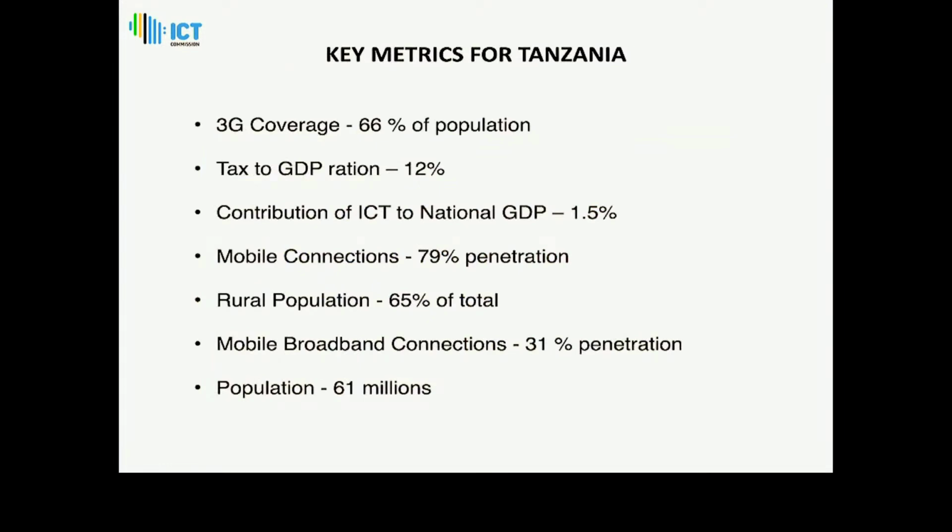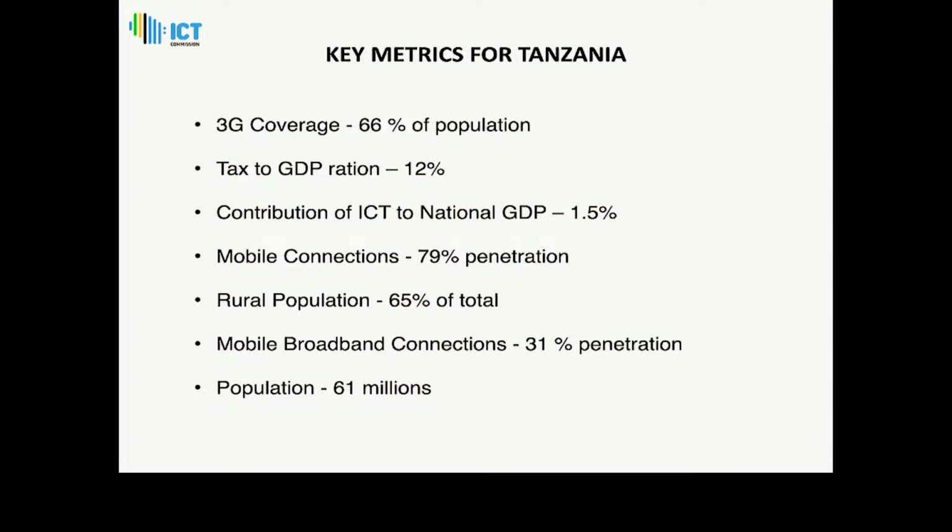Key metrics of Tanzania that you can use to measure penetration of 3G coverage or above. So 3G is standing at 66%. Tax to GDP ratio is 12%. Contribution of ICT to national GDP is 1.5. Mobile connectivity is 78%. Rural population is 65. So 65 needs to be urban statistics, and then we'll be doing fine. The mobile broadband connectivity is 31%, population is 61.